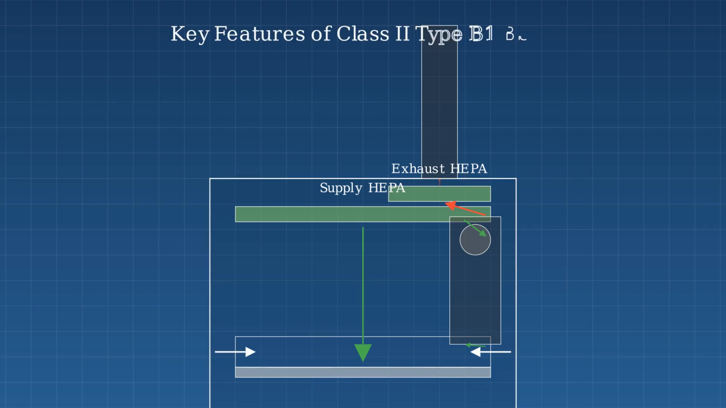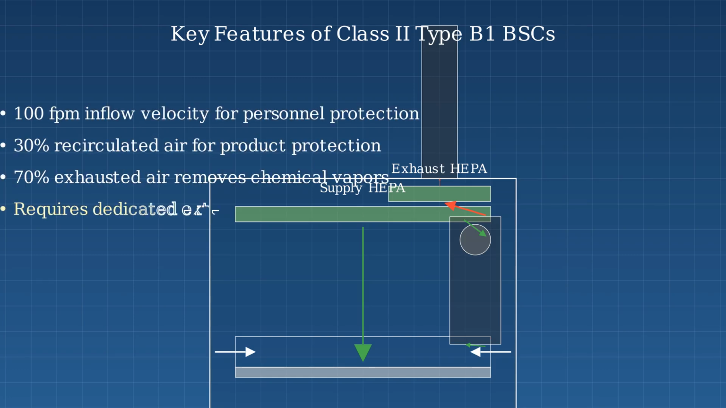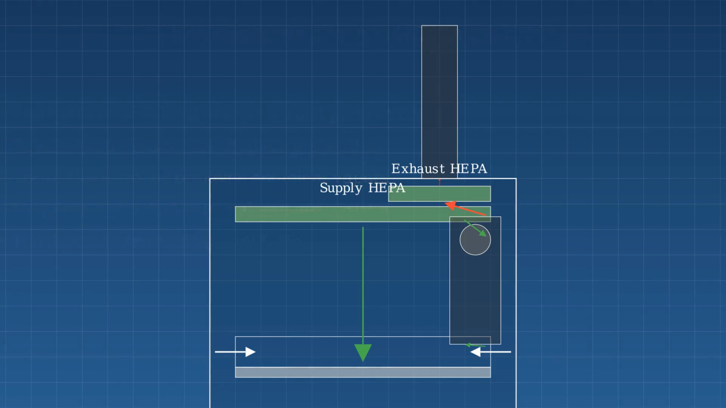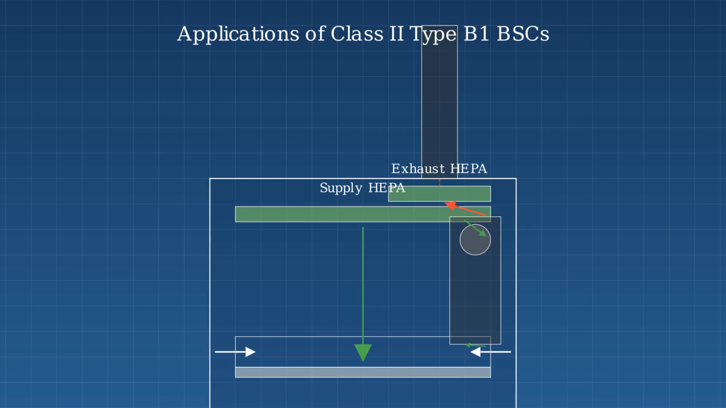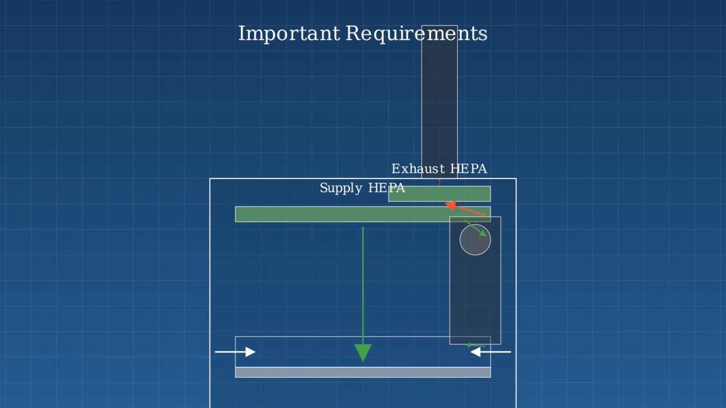Let's summarize the key features of Class 2 Type B1 biosafety cabinets. Class 2 Type B1 cabinets are suitable for specific laboratory applications. They can be used with minute amounts of volatile toxic chemicals and trace amounts of radionuclides, while providing protection for biological materials. There are important requirements for operating Class 2 Type B1 cabinets.